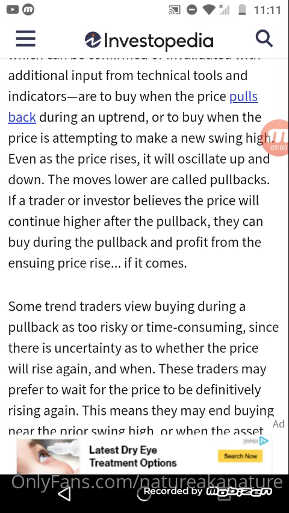So if a trader or investor believes that price will continue higher after the pullback, they can buy during the pullback and profit from the ensuing price rise if it comes. Even though we have all these technical indicators and tools, the market is still going to do whatever it wants to do. So it might not continue after a pullback. That's why we have to look at candlestick patterns to make some more confirmation, like a white candlestick or a green candlestick after a pullback.